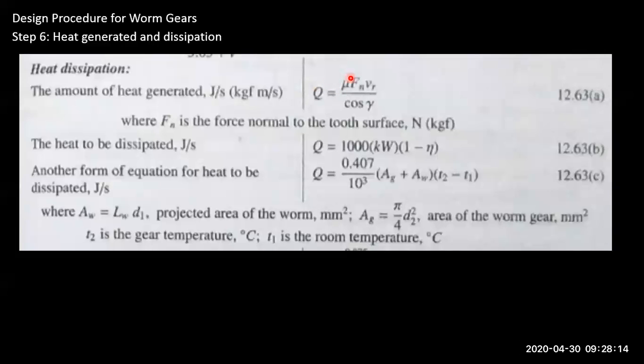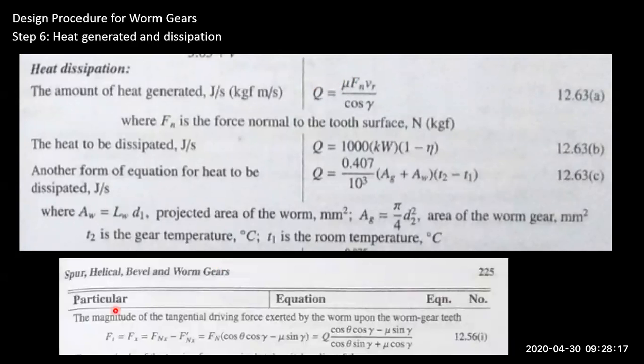So we know mu, and this equation we use to find Fn. Okay, Fn is the tangential driving force. So you can see Fn here. Ft you would have already found. So we'll just use this part of the equation to get Fn here. Once Fn is found, we'll go on finding the value of Q, that is the amount of heat generated, which is in joule per second, and use these two formulae to find T2.